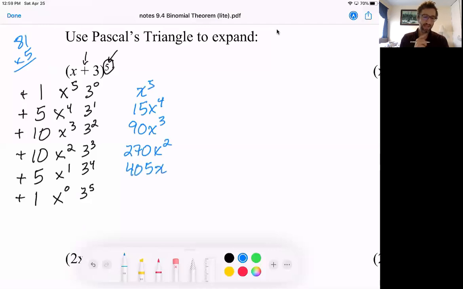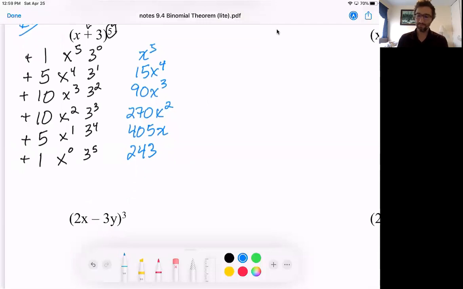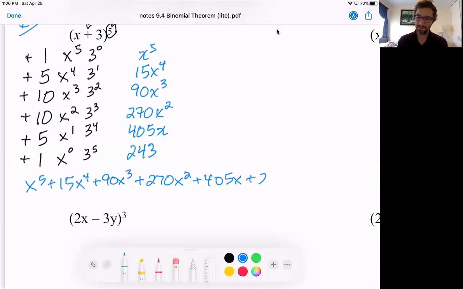x. And then lastly, I have a 1. x to the 0 is 1. 3 to the 5th, that would be 81 times 3, so 243 with no more x's. So our answer, written all out, would be x to the 5th plus 15x to the 4th plus 90x cubed plus 270x squared plus 405x plus 243.